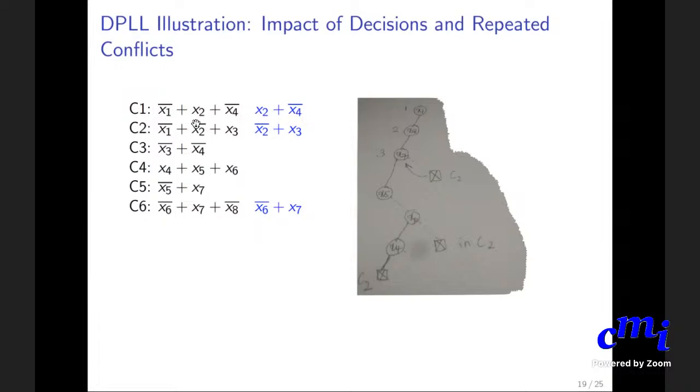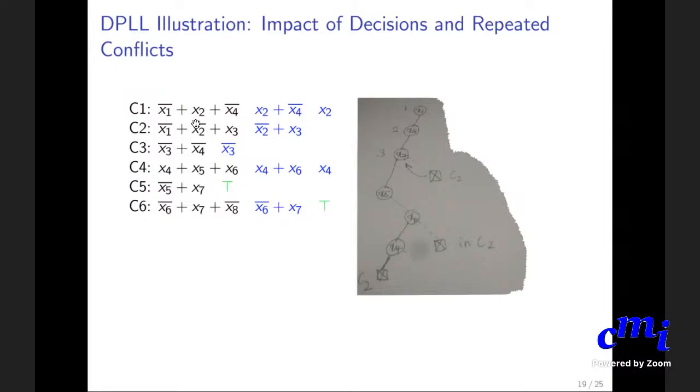So you can end up getting these repeated conflicts, okay? And of course, it depends on the situation. What I'm making is I'm trying to illustrate 2 points. One is, the size of your search space can be crucially dependent on the decisions you make.